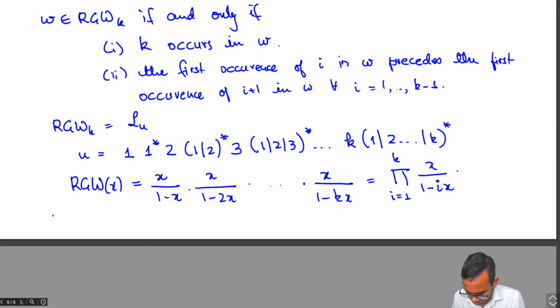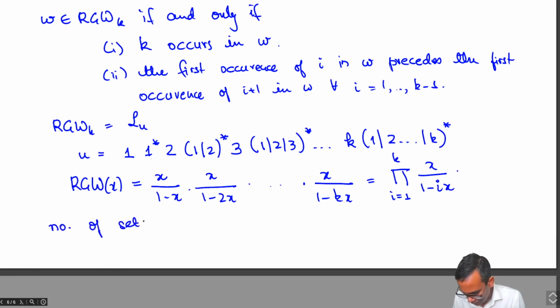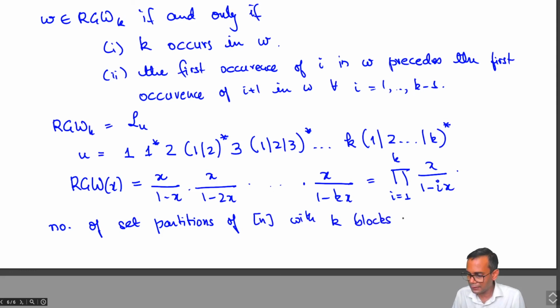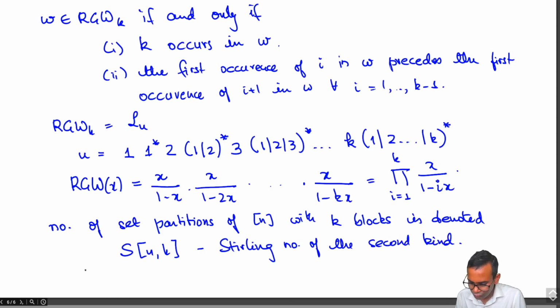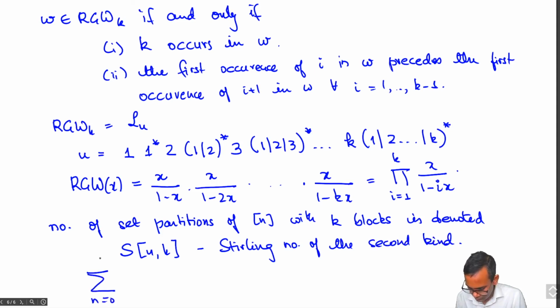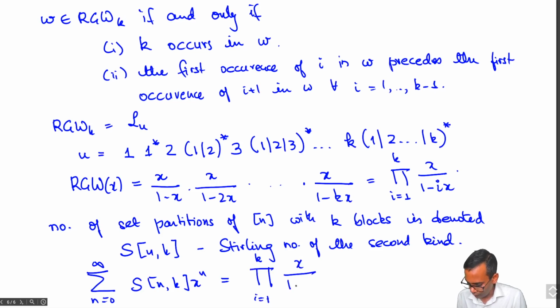And the number of set partitions of the set 1 to n with k blocks has a name. It's a classical thing that's much studied in combinatorics, denoted S(n,k), and it's called the Stirling number of the second kind. So what we've shown is that the summation, n goes from 0 to infinity, S(n,k) x to the n, is the product, i goes from 1 to k, of x over 1 minus ix.